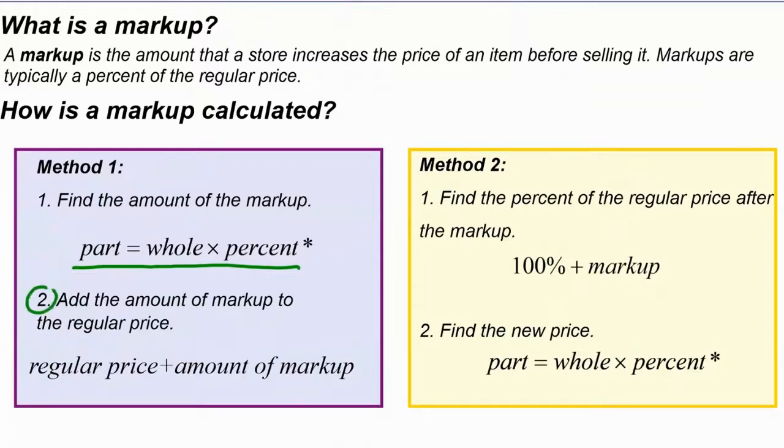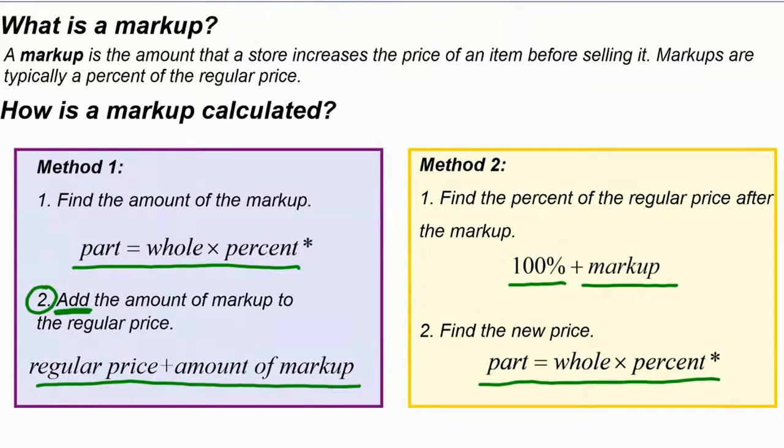And now step 2, instead of subtracting like in a discount, we're going to add the amount of the markup to the regular price, because we're increasing the price of the item. So it's the regular price plus the amount of the markup that is going to be the final selling price. Method 2, very similar. We're going to find the percent of the regular price after the markup. So instead of 100% minus the discount, we're going to do 100% plus the percent markup. And then again, we'll use that part equals whole times percent equation to find the final price after the markup.